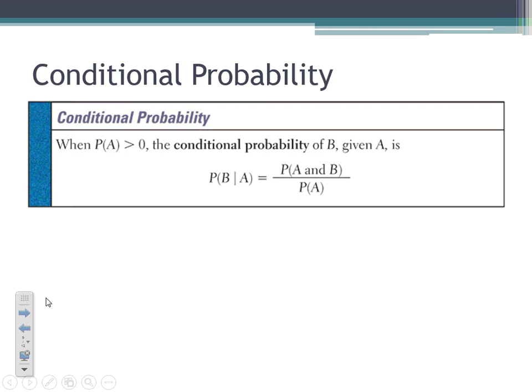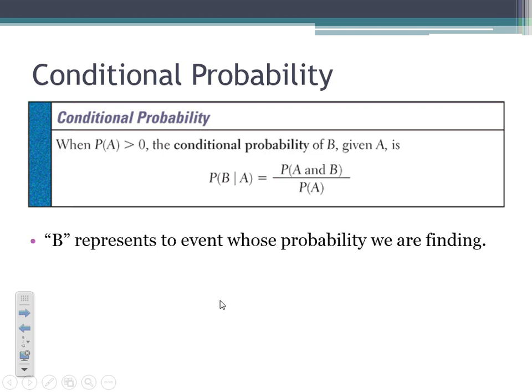Now, this formula is found in your gold packet, and so you can look there. You'll see it's right by the formula for the addition rule in general. Again, it's not a formula that you need to memorize, just one that you need to be able to use. Now, what we need to point out here is that B is representing the event whose probability we're trying to find. But we recognize that B's probability is dependent on what happens in A. So A is what we refer to as the given information.